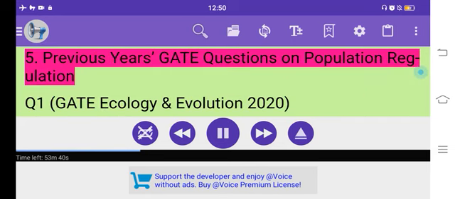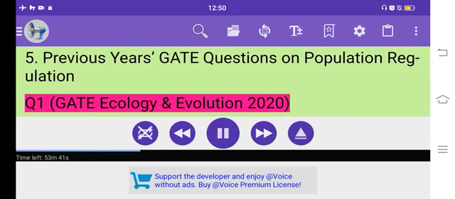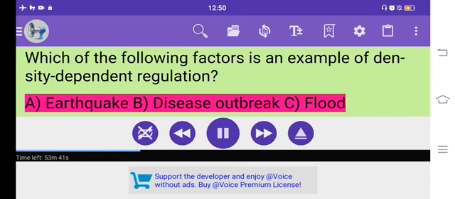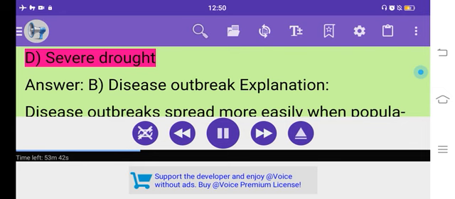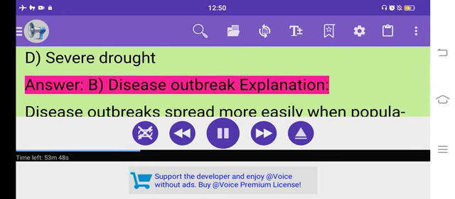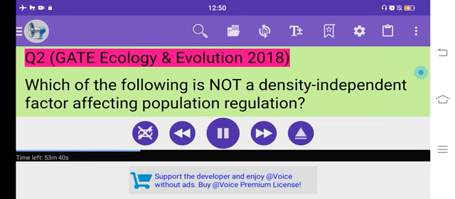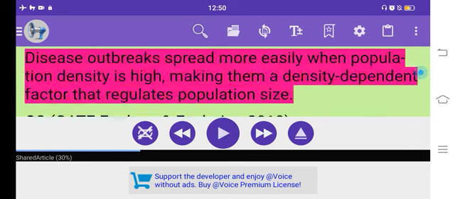5. Previous year's GATE questions on population regulation. Q1 GATE Ecology and Evolution 2020. Which of the following factors is an example of density-dependent regulation? A. Earthquake. B. Disease outbreak. C. Flood. D. Severe drought. Answer: B. Disease outbreak. Explanation. Disease outbreaks spread more easily when population density is high, making them a density-dependent factor that regulates population size. Q2 GATE Ecology and Evolution 2018.